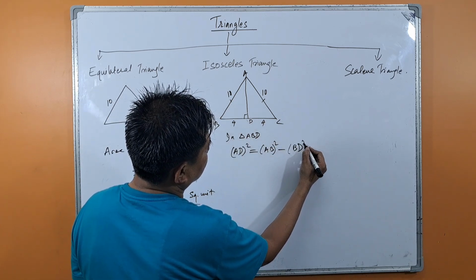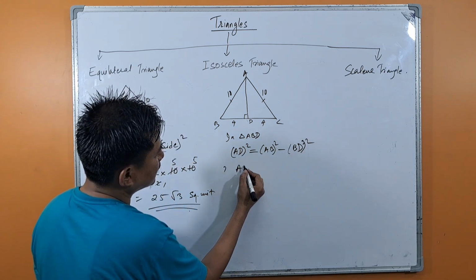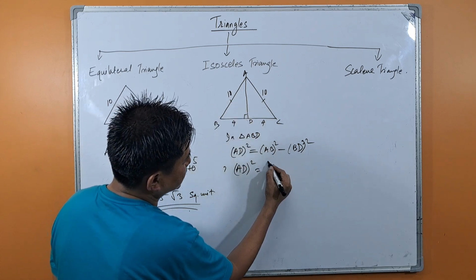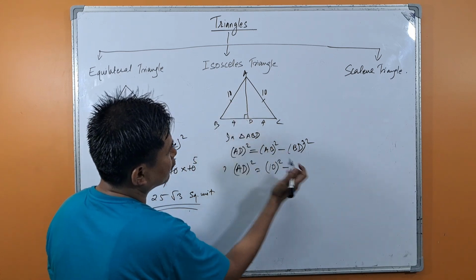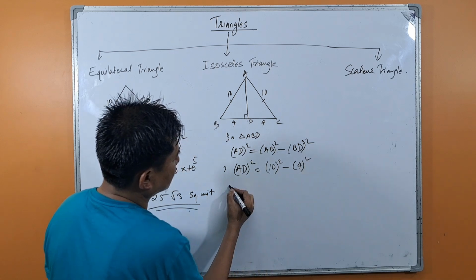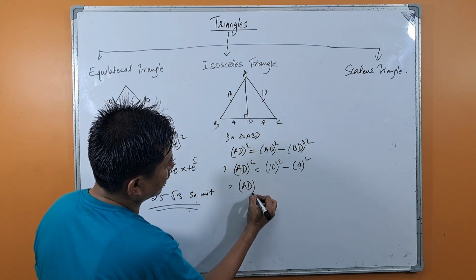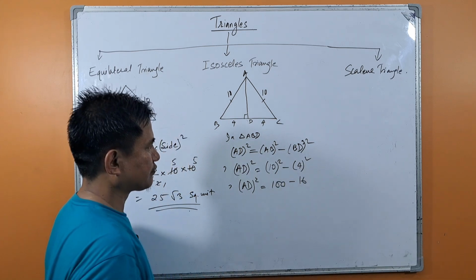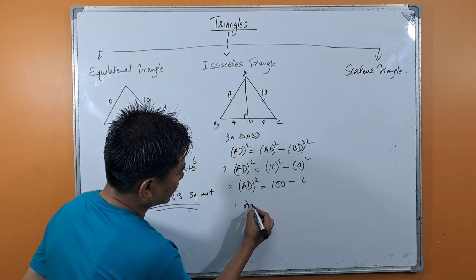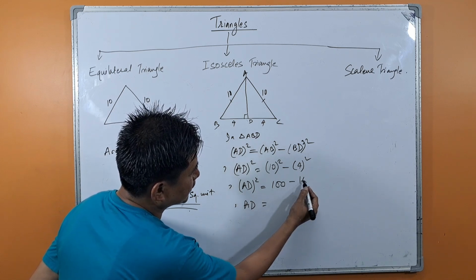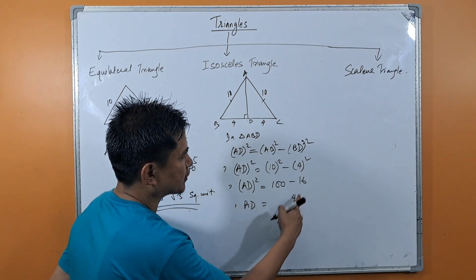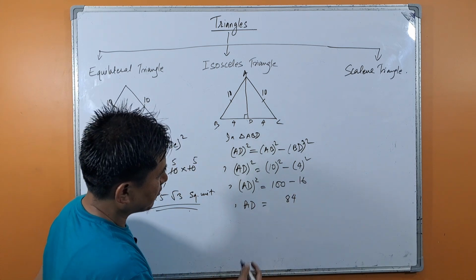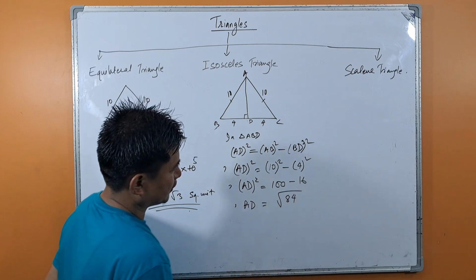Okay, AD square equals, what is AB? AB is 10. 10 square minus BD, BD is 4, 4 square. So AD square equals 10 square, which is 100, minus 4 square, which is 16, isn't it? So AD square equals 100 minus 16, which is 84. So AD becomes root under 84.